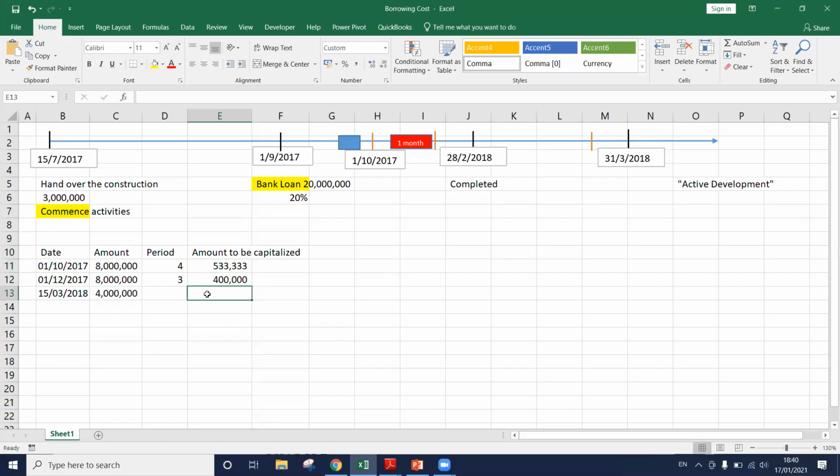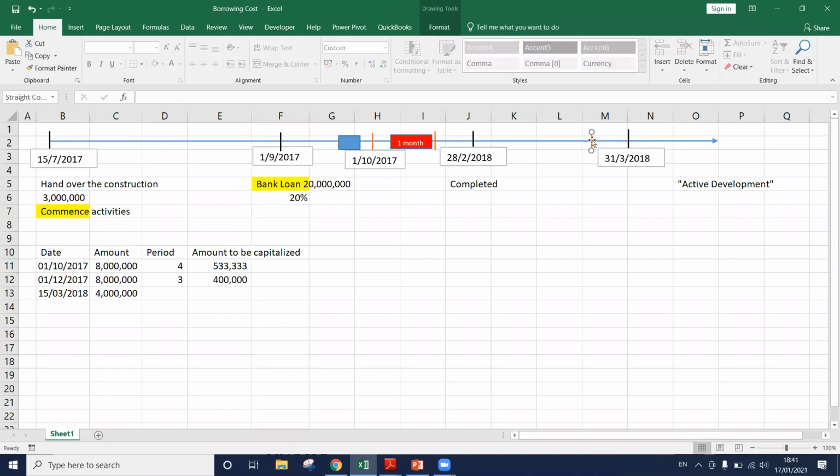400,000, right? Then, if you're unclear, let me know. If there is any unclear point in the query, tell me. Right, so from the 8 million taken on that date, the amount we can capitalize as borrowing cost is this much. From the amount we incur on 1st of December 2017, or from this 8 million, we can capitalize the borrowing cost amounting to 400,000. And further it says on this date, we have disbursed another 4 million.